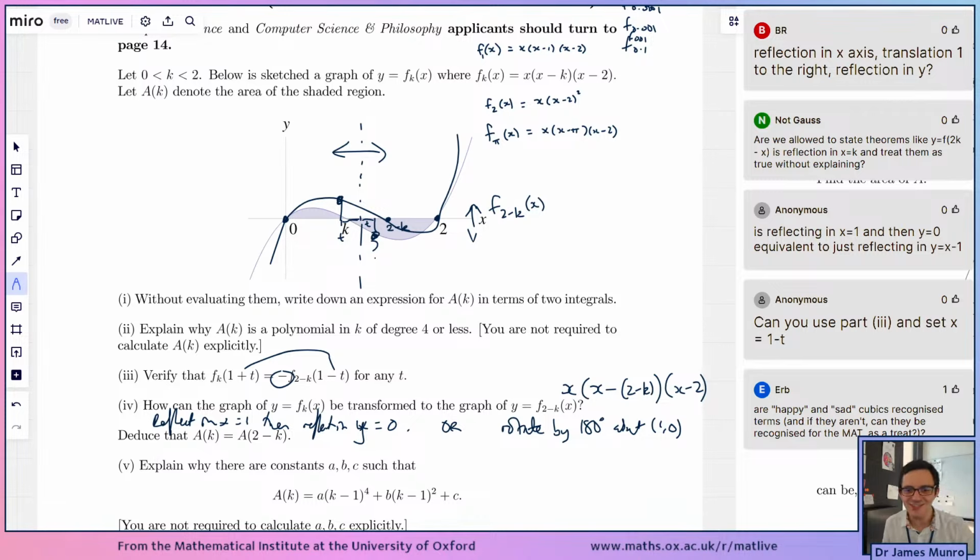I have since talked to A-level teachers who tell me that reflecting in the line x equals 1 is not on first year A-level maths. I'm not sure if it was at the time, but reflecting in lines that aren't the axes is maybe not on the A-level syllabus, which is unfortunate because this exam does it twice. So I sort of hope it was familiar for students back in 2013 at least. It does it once here, it does it once in one of the short questions.